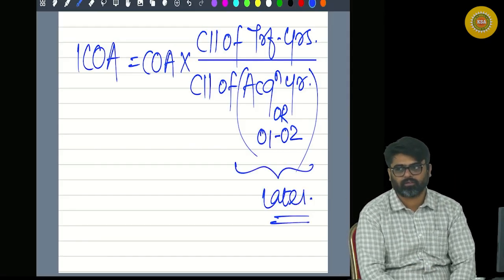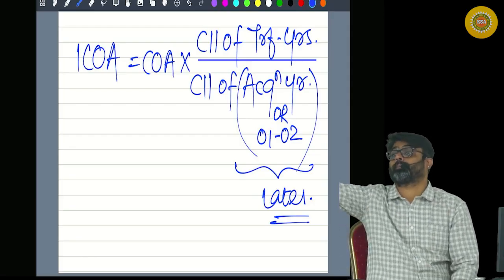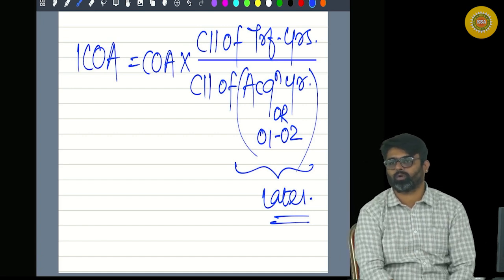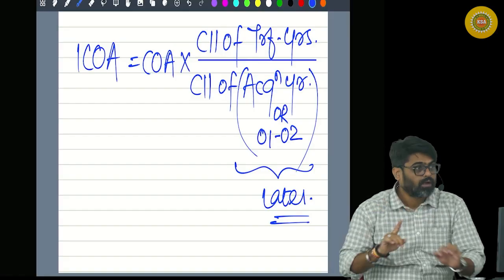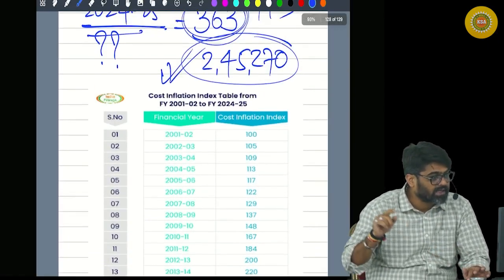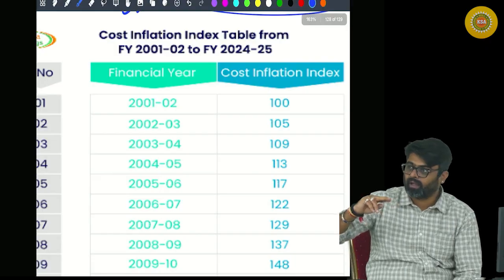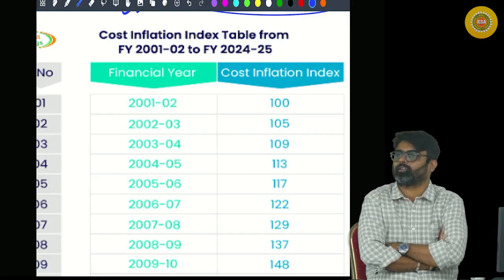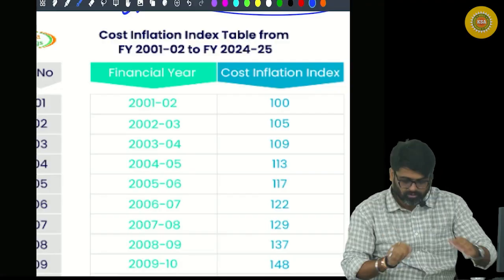Why have I done this? Because sometimes you acquire the asset prior to 1st April 2001. What if you acquire the asset prior to 2001? The CII series starts from 100 in 2001-2. So do you have CII of 96-97? You acquired the asset in 96-97. Do you have CII of 96-97? No. So what happens there?